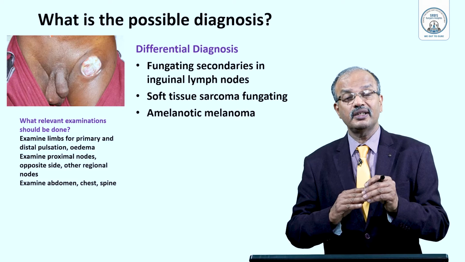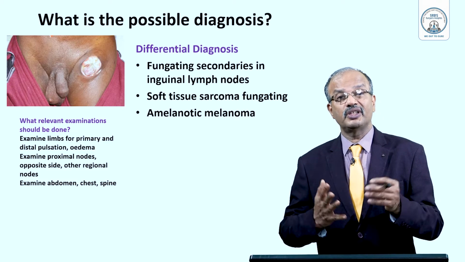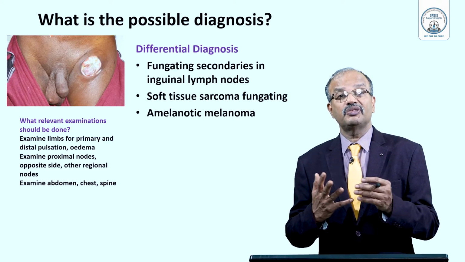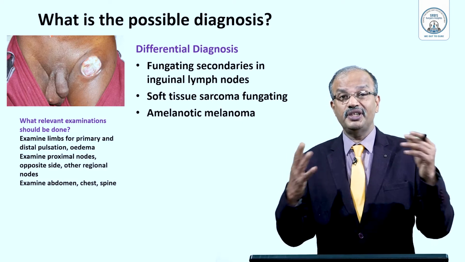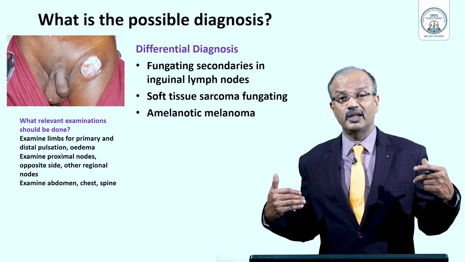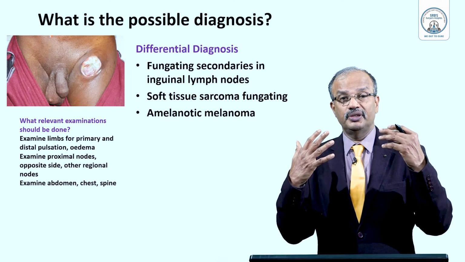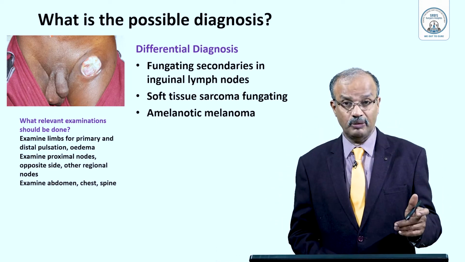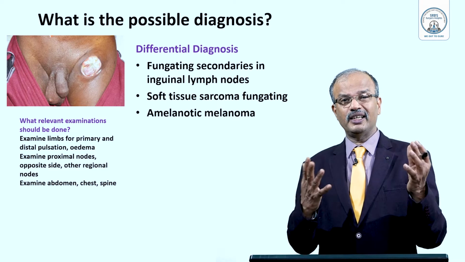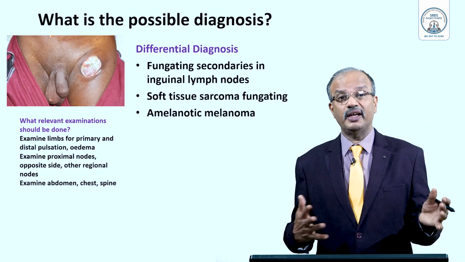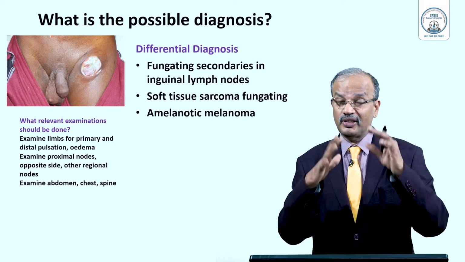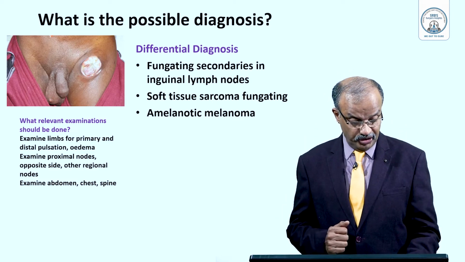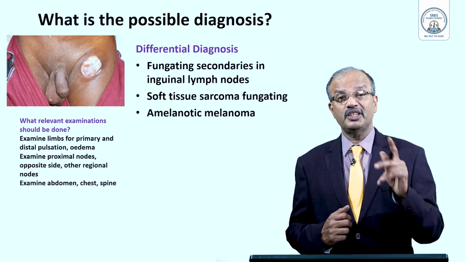So examine for that. That gives an idea about the severity and extent of the disease. So always examine the iliac nodes, opposite side nodes, other regional nodes, paraaortic nodes, axillary nodes, neck nodes, and so on. Suppose you think of lymphoma, fungating lymphoma, it is not common, but non-Hodgkin's lymphoma can fungate. So you have to think of that also. Other regional lymph nodes have to be examined, the opposite side, and examine the chest and spine.